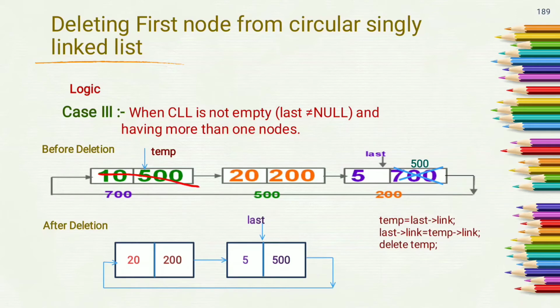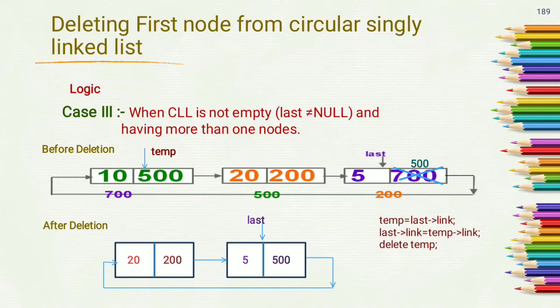When this node is deleted, the next node will be the first node of circular linked list, so the address of this node should be stored in link part of the last node, and 500 is stored in temp link, so we have to write last arrow link equals temp arrow link. We want to change the link part of the last node by the link part of the temp, so we write last arrow link equals temp arrow link.